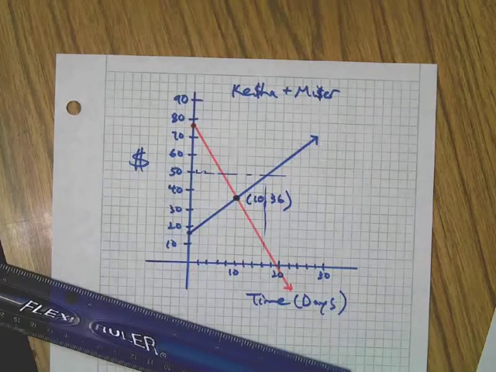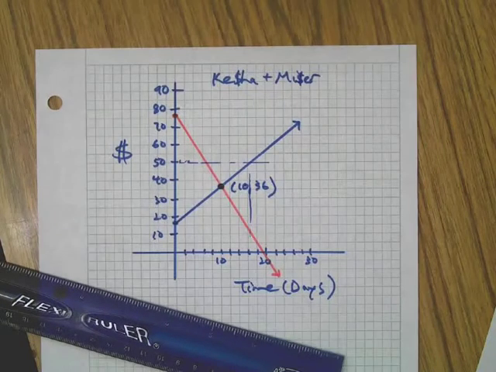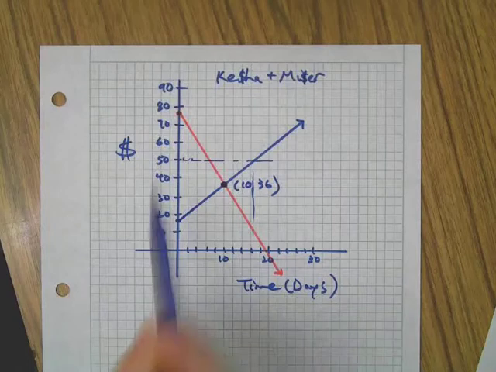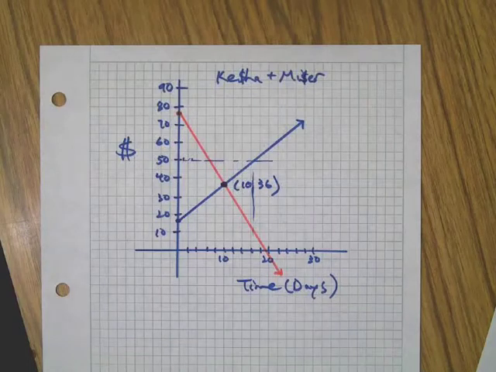I want you to see that there's limitless questions that could be asked about this. Like on what day will Kesha have $40, or after 11 days, how much money will each of them have? All kinds of questions like that can be asked, and as long as you graph with straight lines and have your algebra correct, you're going to be in good shape. Okay, questions?